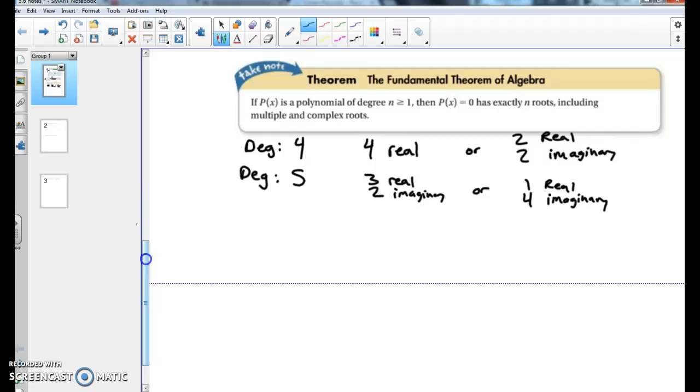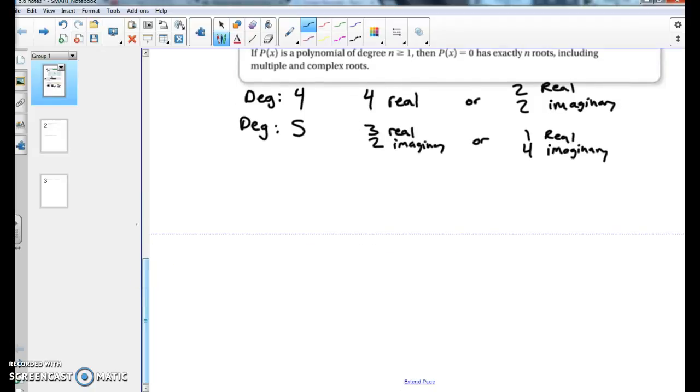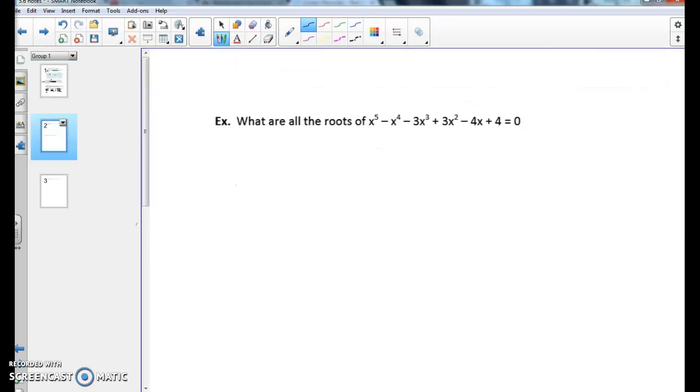The thing about the imaginary solutions is, though, they're always going to come in pairs. So it's always going to be an even number, because when you're dealing with i, you're going to see a lot of plus or minus i. So if you have positive i as a solution, then negative i is also a solution, as a complex conjugate like we talked about back in chapter 4. All right, let's go to the next page and look at an example here.